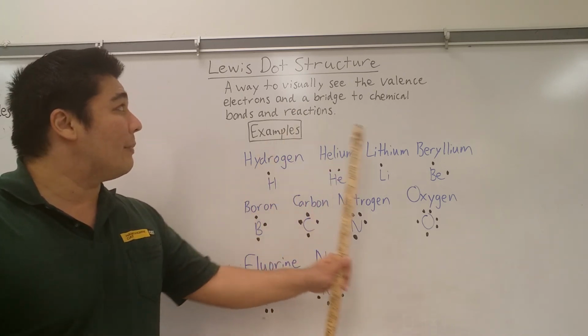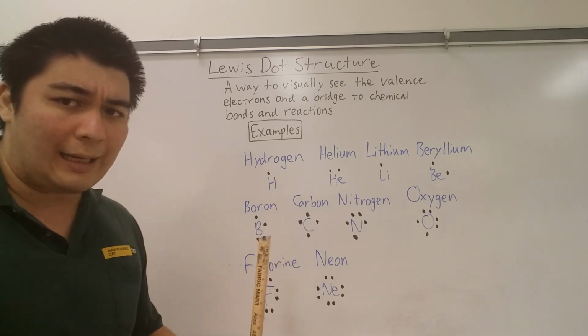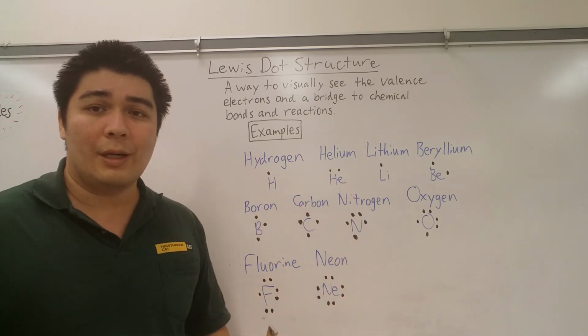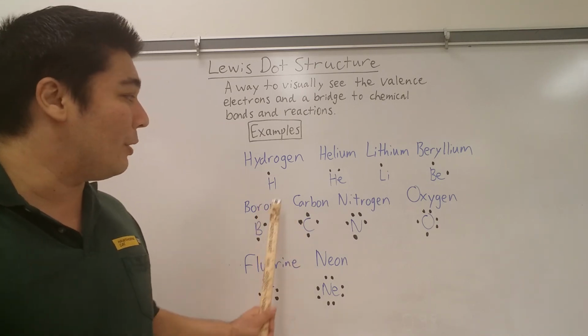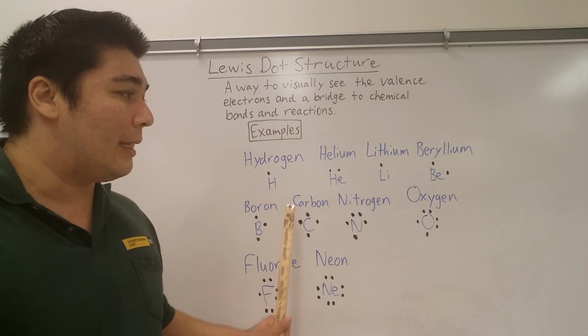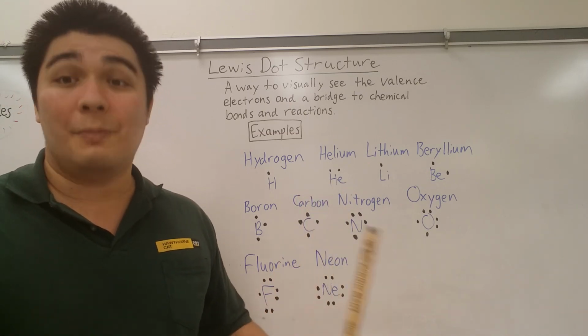So this is an example of the Lewis dot structure and how they're supposed to look. What I'll go over in a future video, when we get to chemical bonds, is that I'm actually going to put some of these elements together and show you exactly how they tend to bond.